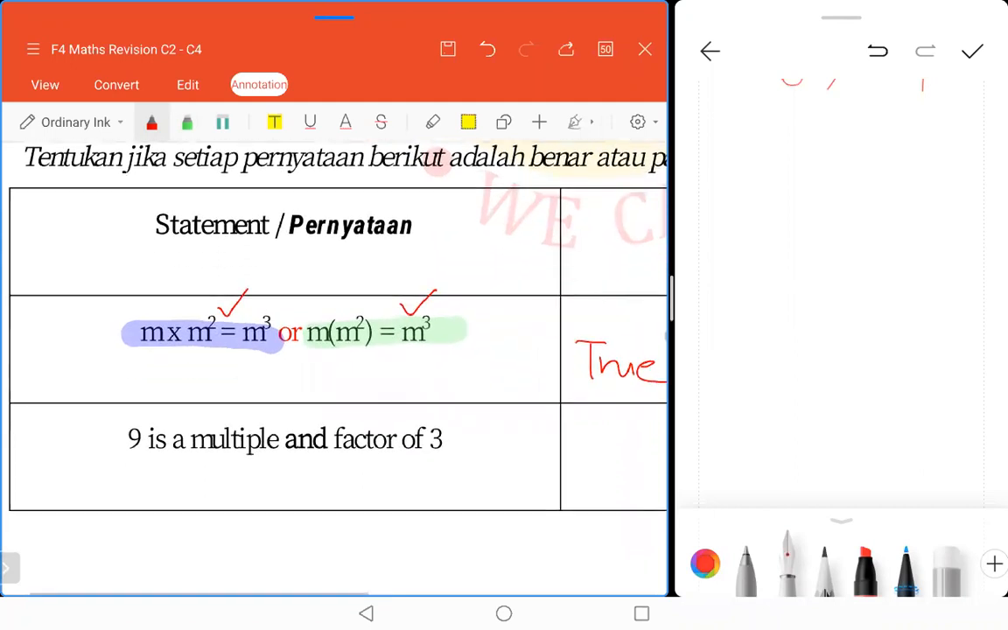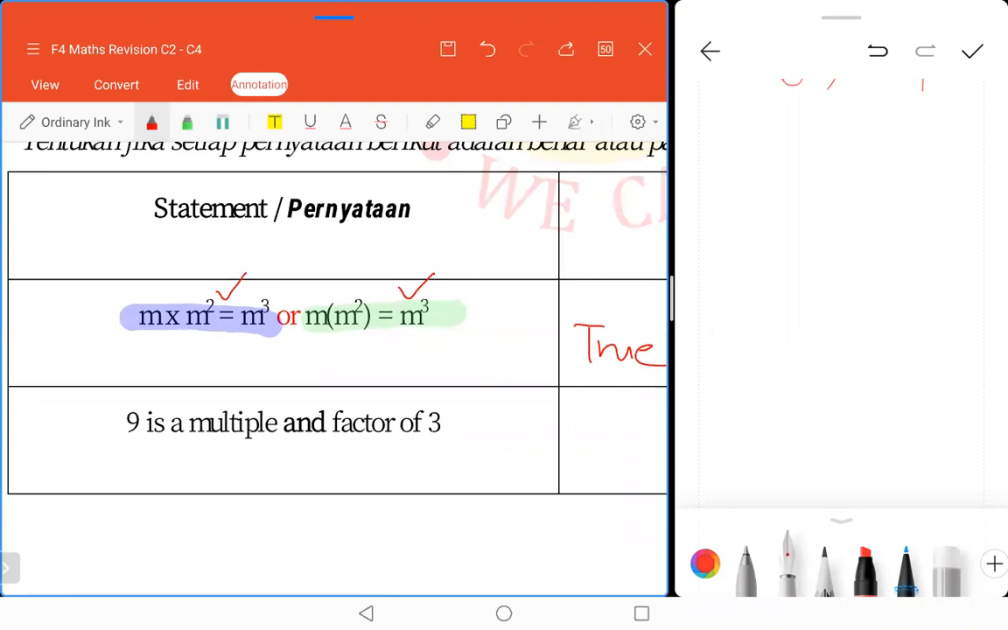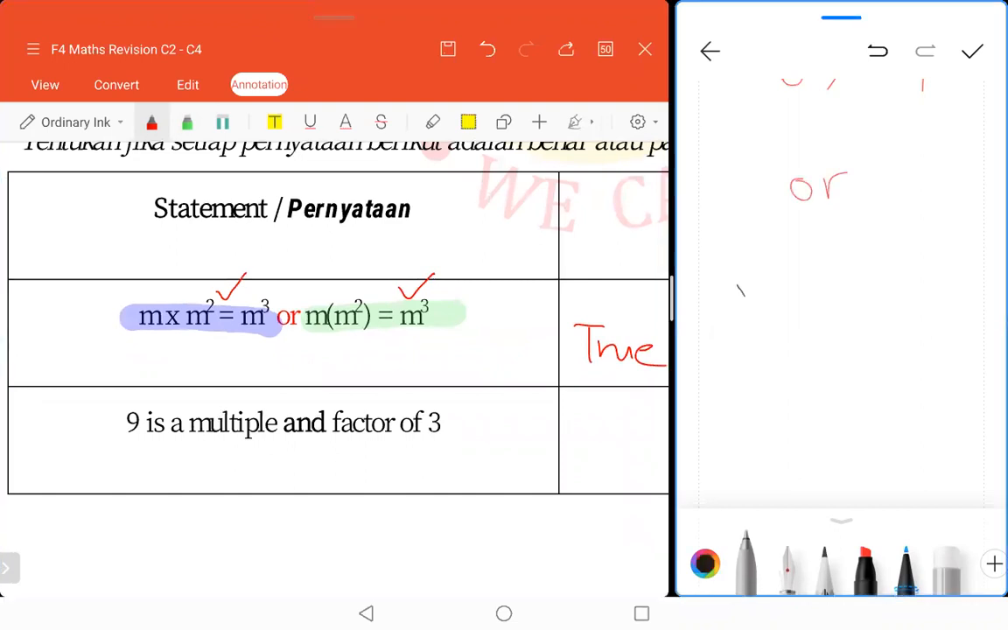Okay. Because of all means or, if let's say you have one correct, one incorrect, then it's still true. One incorrect, one true, still true. Both correct, also true. Unless both also incorrect, then it will become a false statement. Okay, for all.